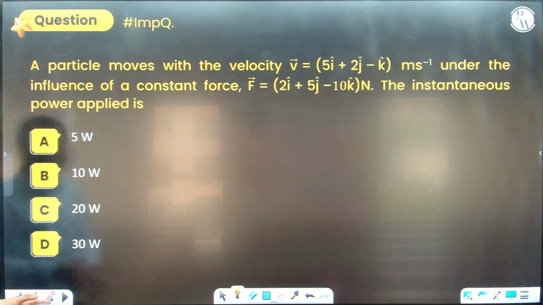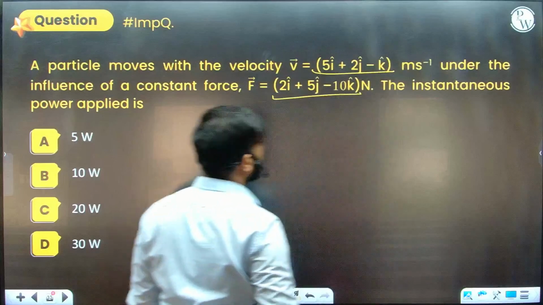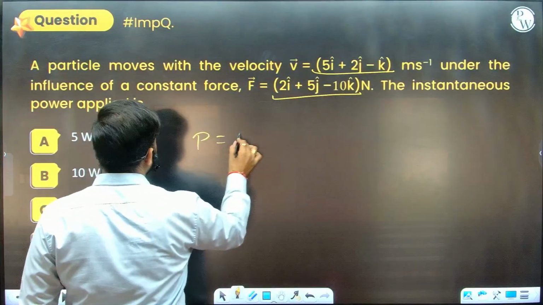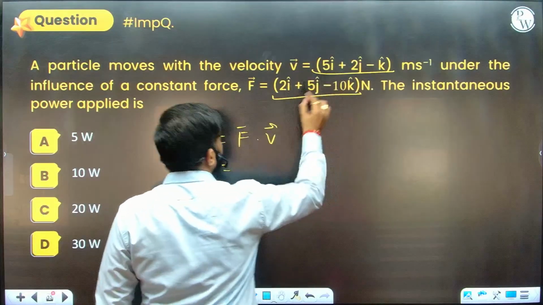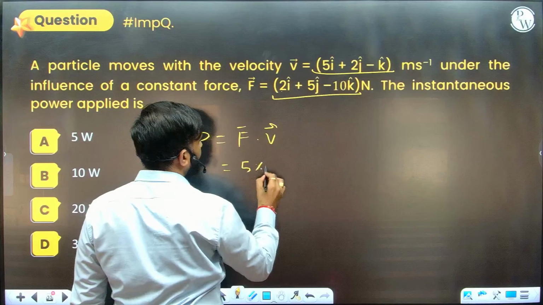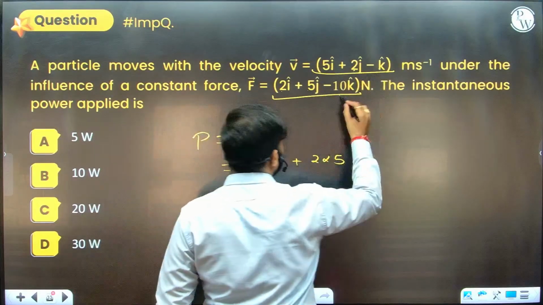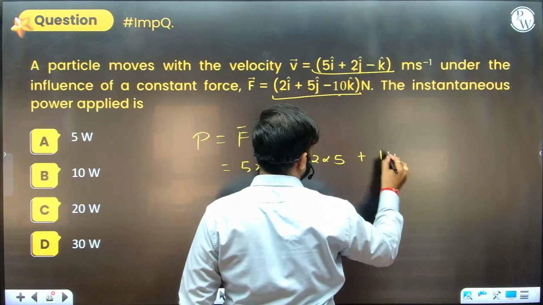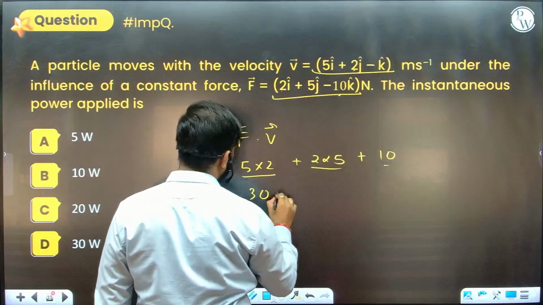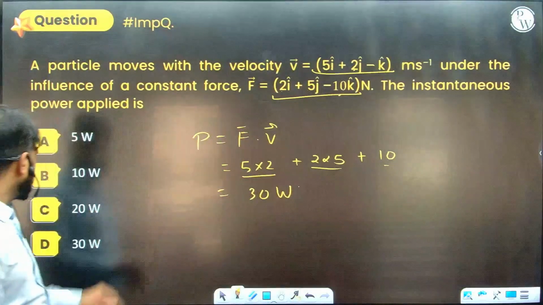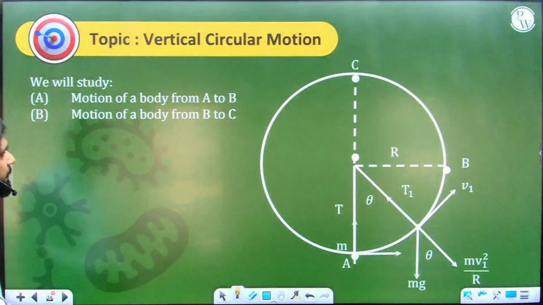Another one, and here they have mentioned the velocity and the force in terms of unit vectors. So to obtain the power, just do the dot product. In the dot product, I multiply the i components together, so 5 into 2, j components together, 2 into 5, and k components together, minus and minus, plus 10. So it will be 10, 10 and 10, 30 watts. Okay, straightforward. This is how you solve the problems on power. Again, very easy.